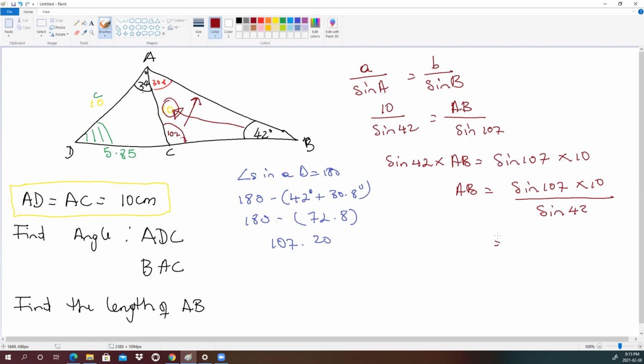So you plug that in your calculator and you should get something close to that. Plug it in your calculator and tell me what you got. You got 14.27? That seems a little too small.